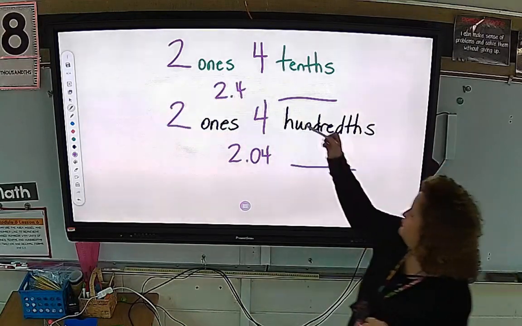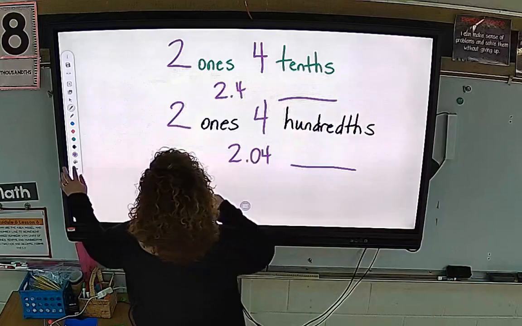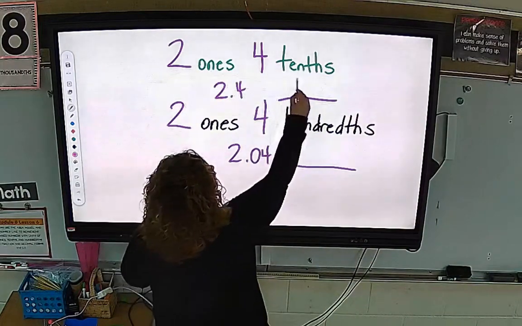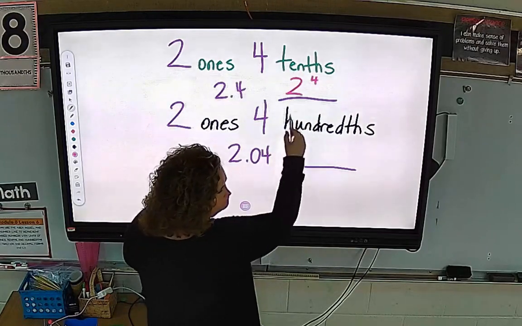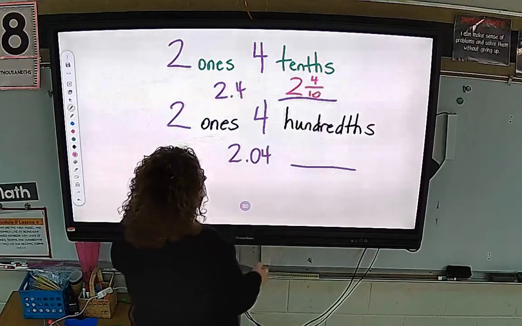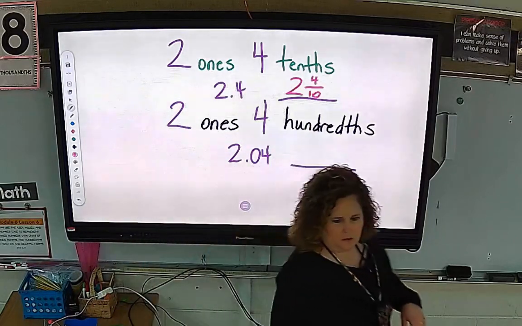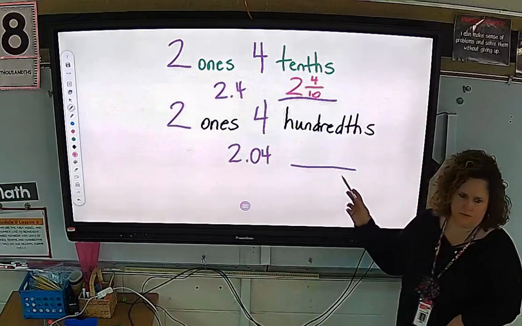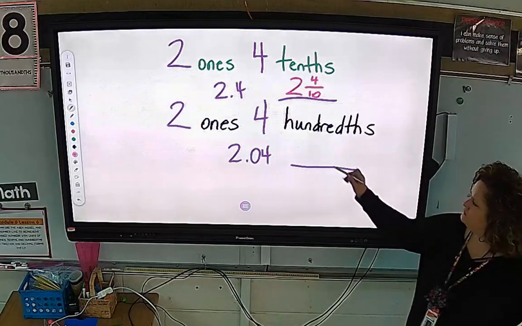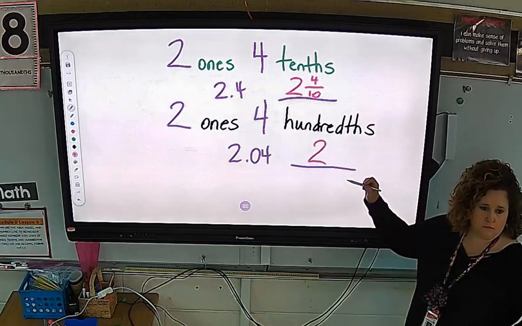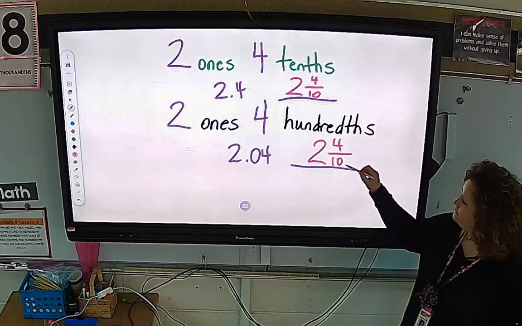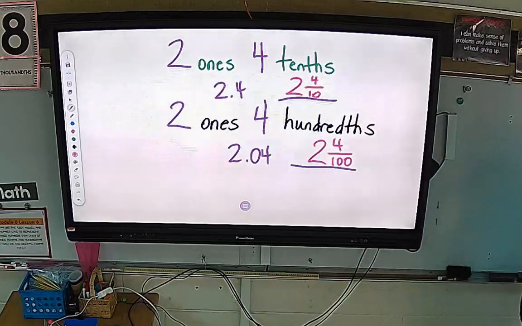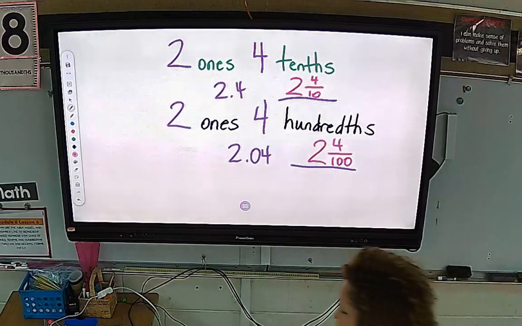So Mason, what does 2 and 4/10 look like? Did you say over 10? Okay. Alex, what does this one look like? Okay. 4 over 100? Okay. I think you are asked to write decimal and fraction form a couple times at least today on your problem set. Okay.